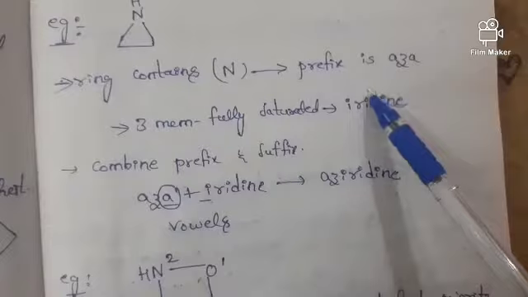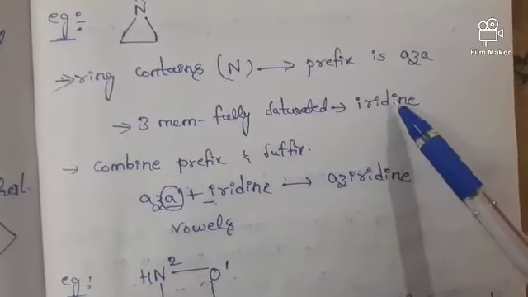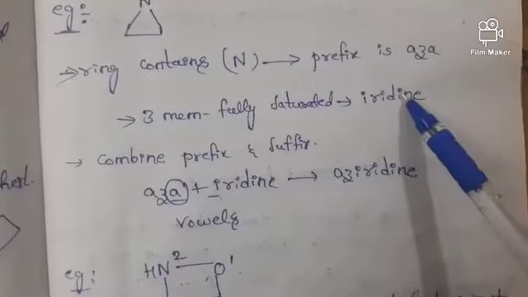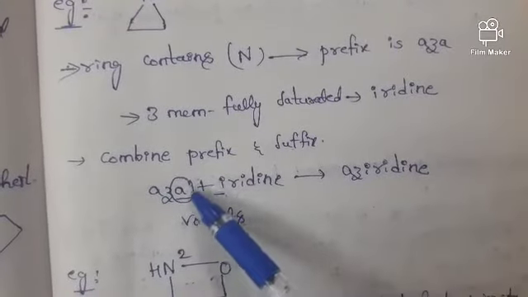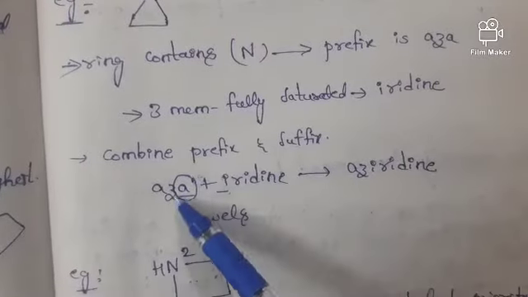Next step, now we have both the prefix and the suffix. The next thing we have to do is combine the prefix with the suffix, friends. Here our prefix is aza, and our suffix is iridine. See, A is the vowel.